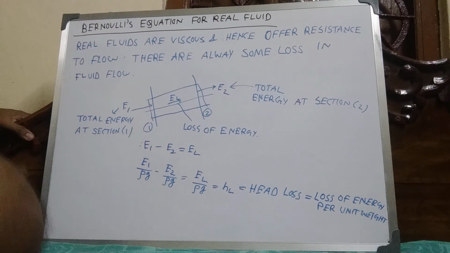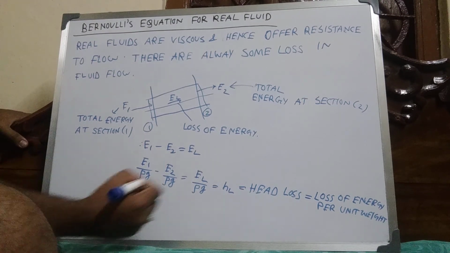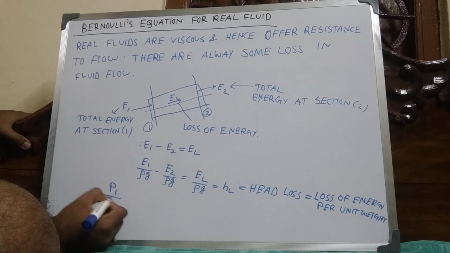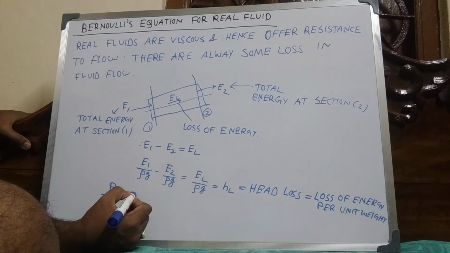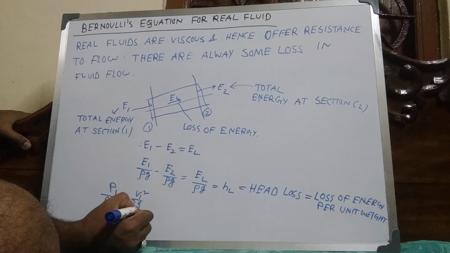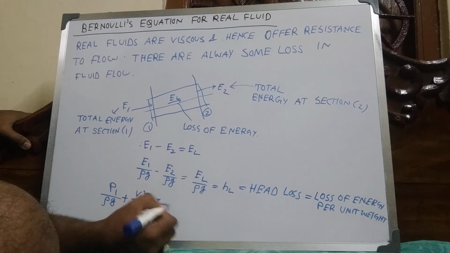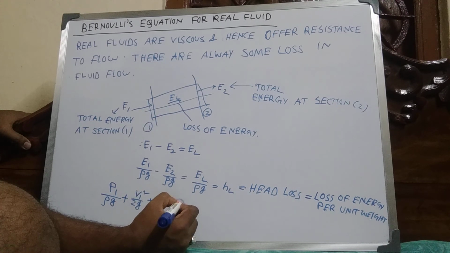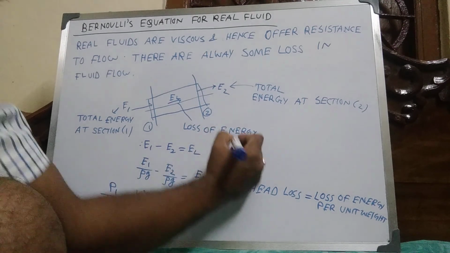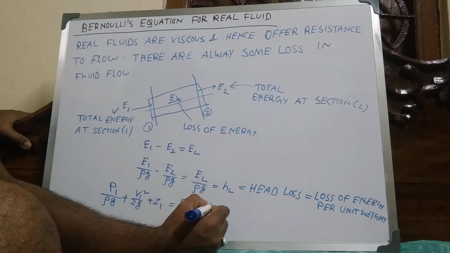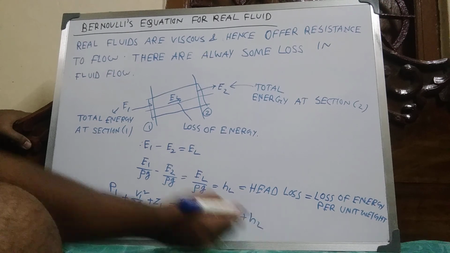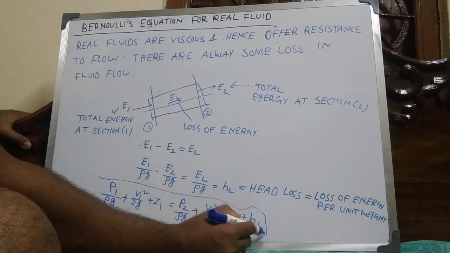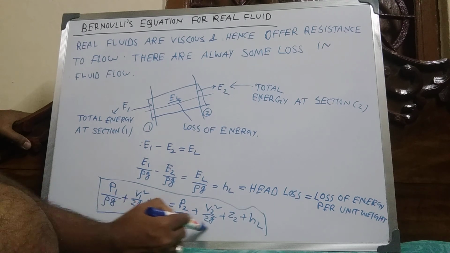So from here we can write P1 by rho g plus V1 square by 2g plus Z1 equal to P2 by rho g plus V2 square by 2g plus Z2 plus HL. This is the equation, Bernoulli's equation for real fluids.